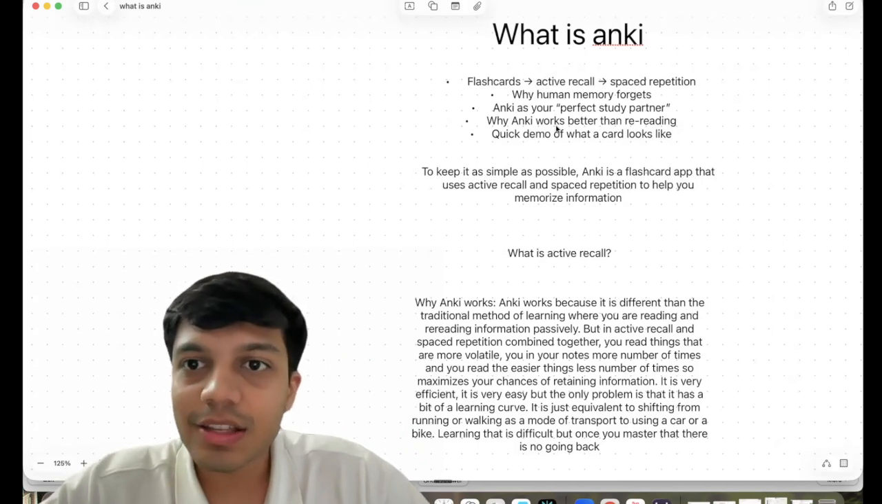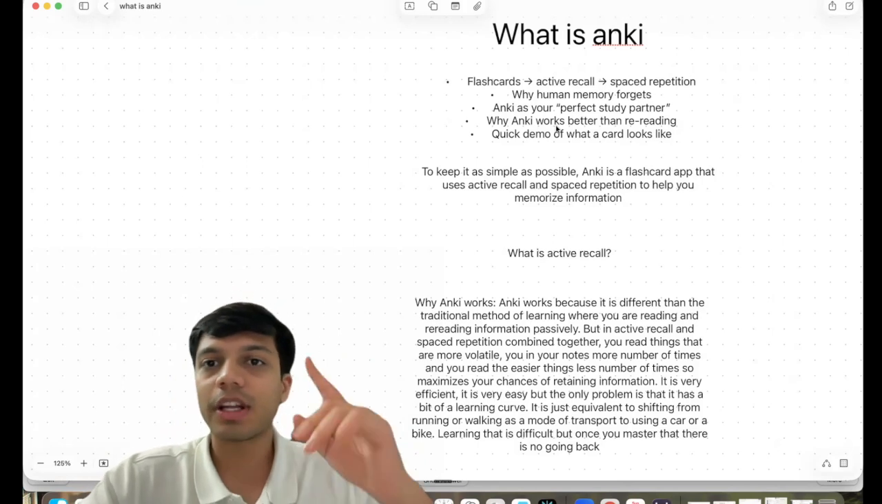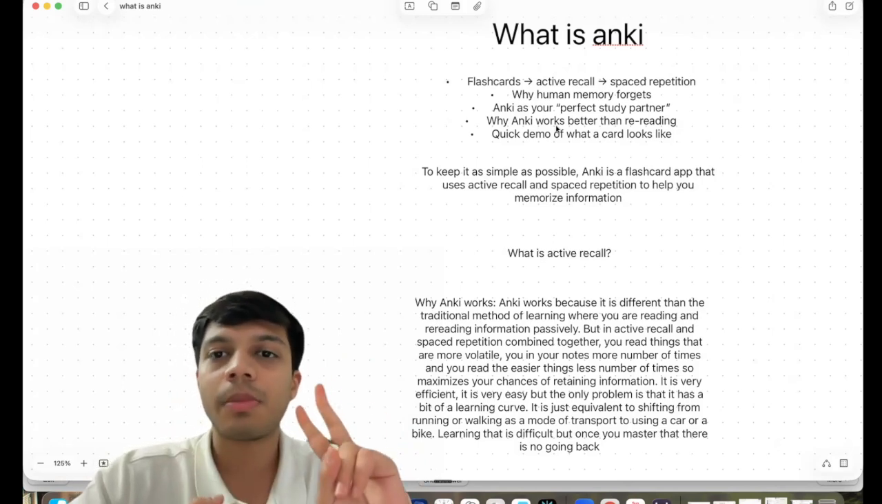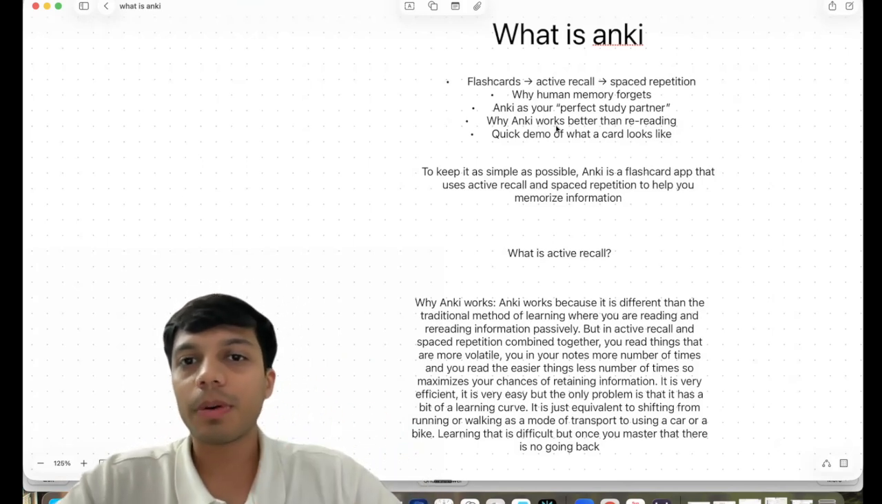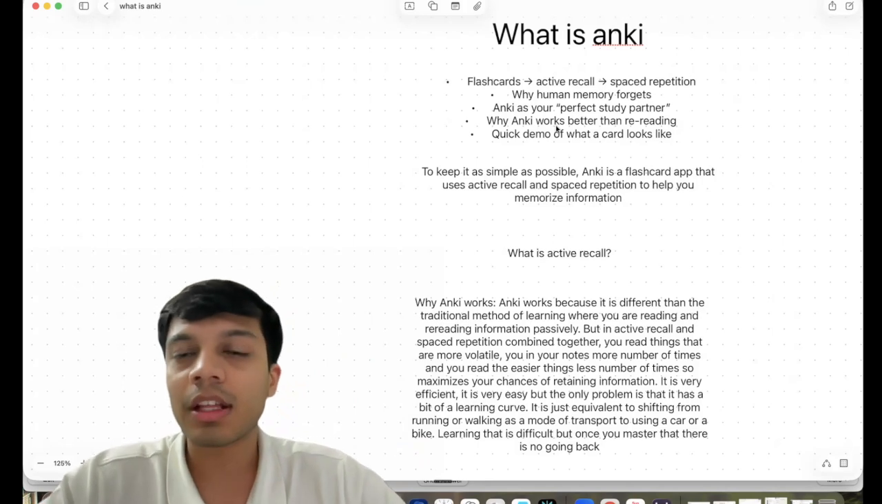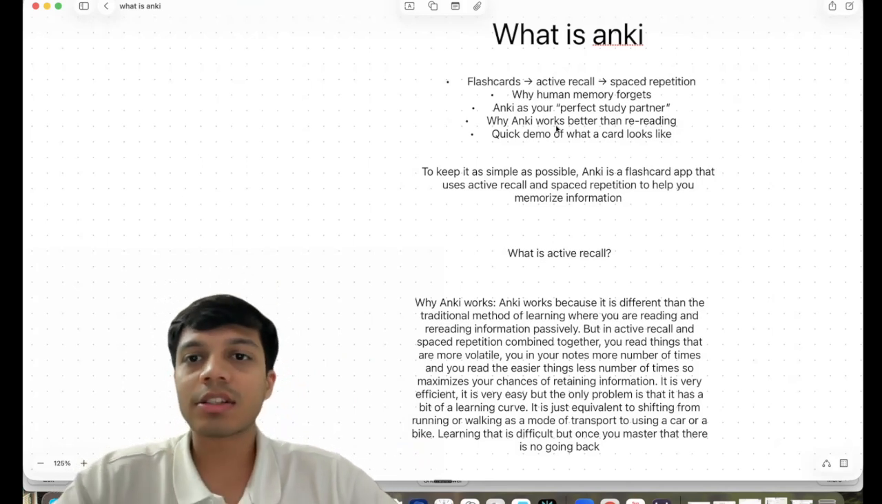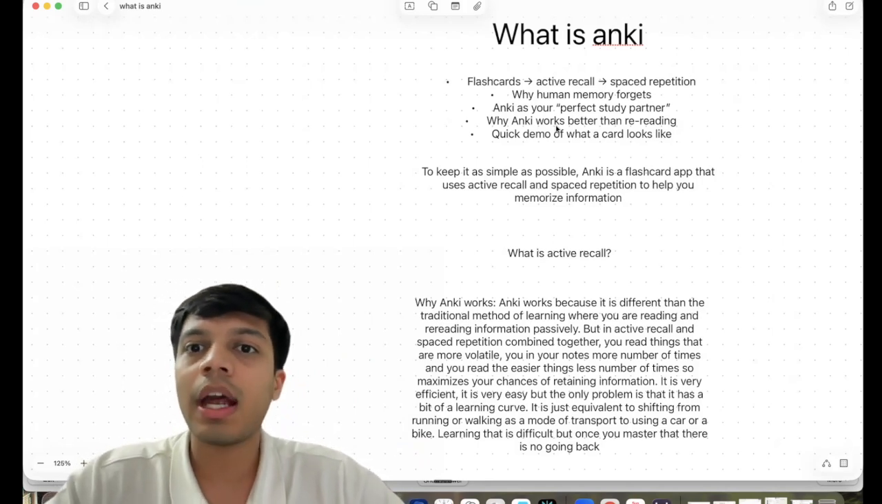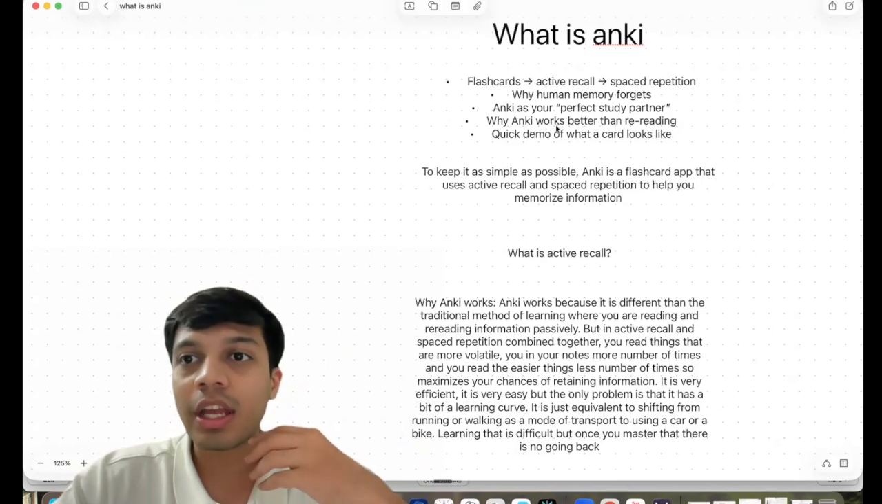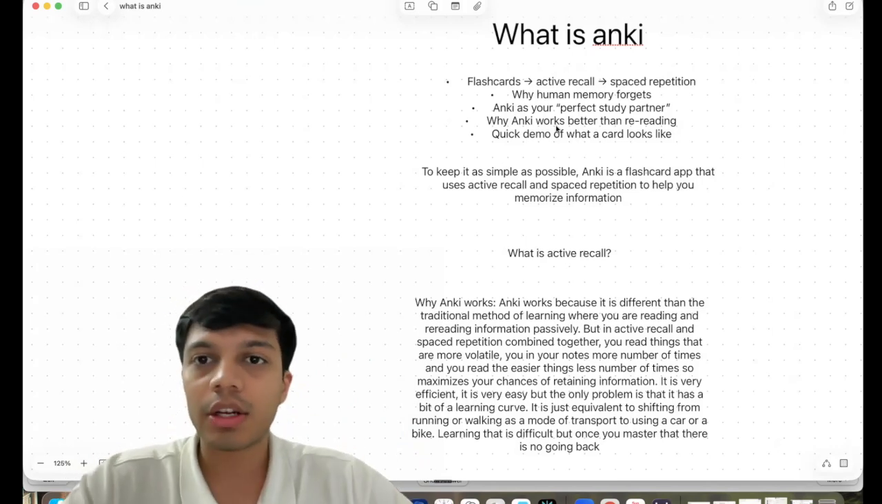And since Anki is free and open source, and all of the decks that are available are also made available for free by toppers, definitely this is something that you should try. And this is not just a trend that is passing by, this is something that will actually help you memorize whatever you're trying to study.